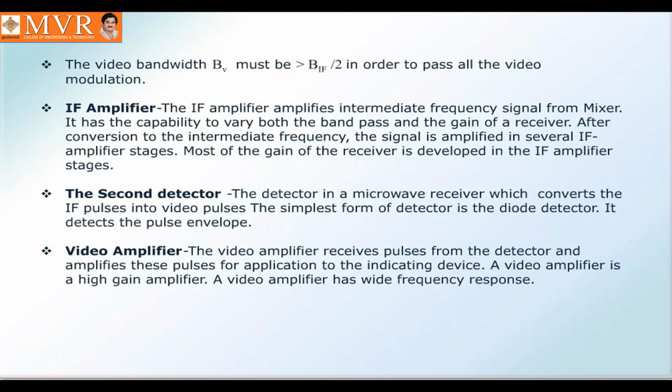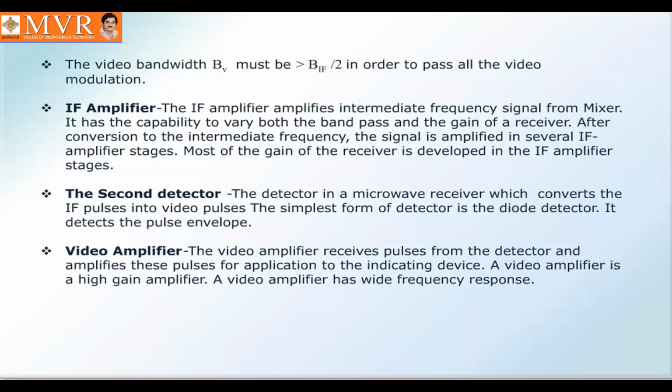So the main purpose of the IF amplifier is to amplify the intermediate frequency from the mixer. So it has the capability to vary both the bandpass as well as the gain of the receiver. After the conversion to the intermediate frequency, the signal is amplified in several IF amplifier stages. Most of the gain of the receiver is developed in the IF amplifier stages.